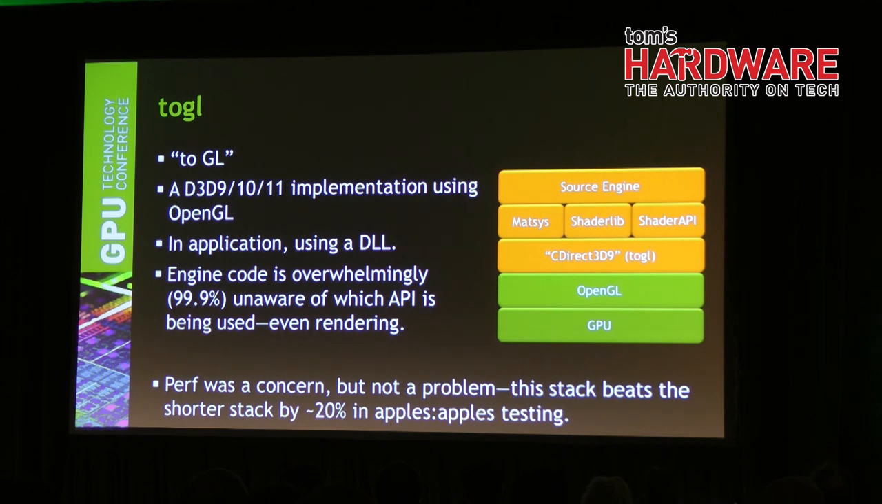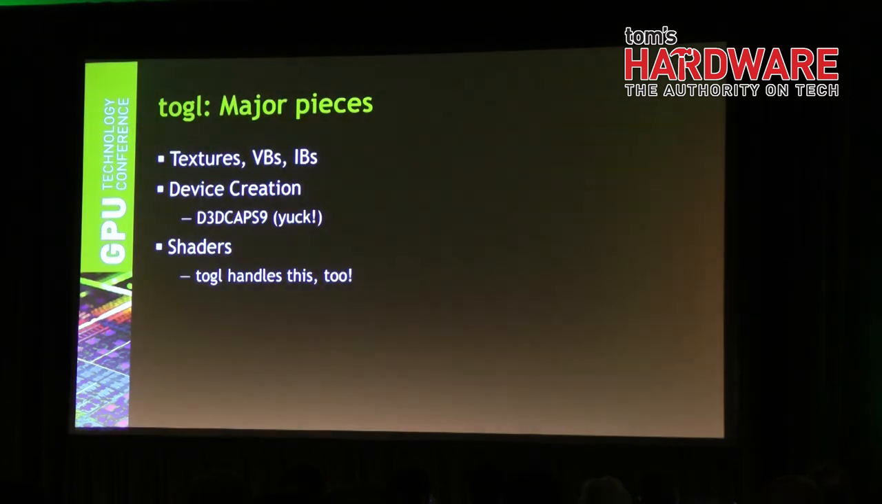And we were worried about perf. When we started on this, we thought, oh, we might have to accept a 5% to 10% perf deficit, and it turns out we got it to be 20% faster in apples to apples testing. And so we were really thrilled with the results.